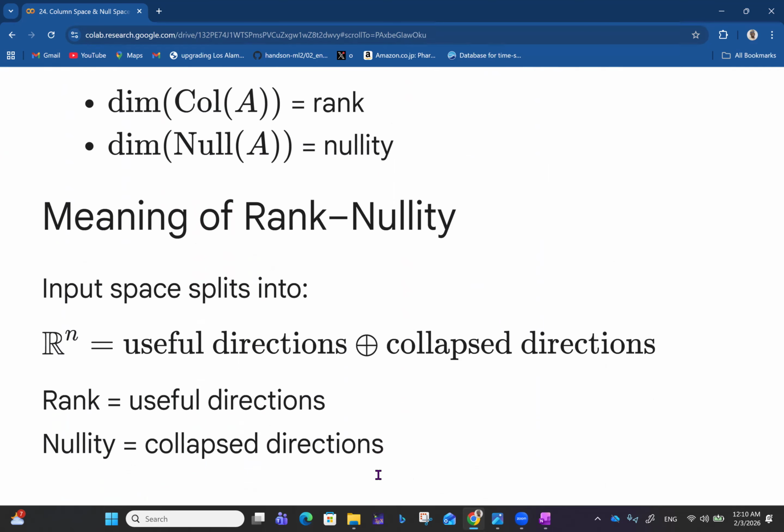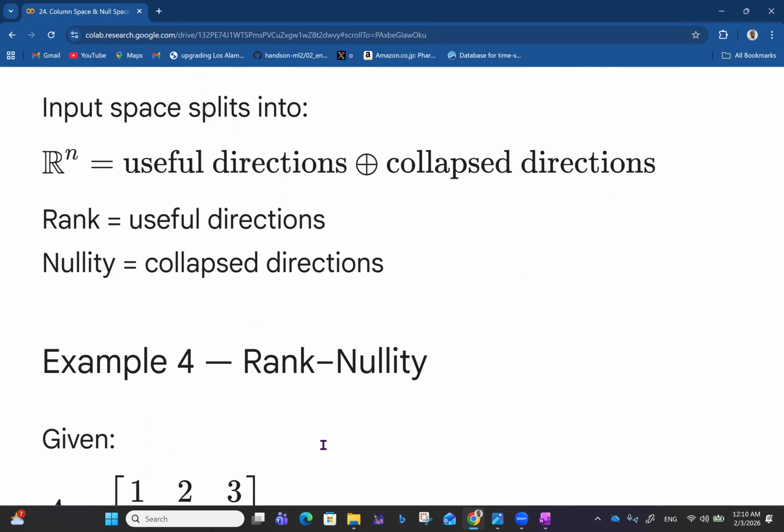In the next video, we'll be talking about rank and nullity. But for now, we still have this meaning of rank-nullity: the input space splits into R^n, meaning useful directions plus collapsed directions. It's more like when you get answers and when you don't get answers, so some answers are lost. Rank is useful directions, while nullity talks about collapsed directions.